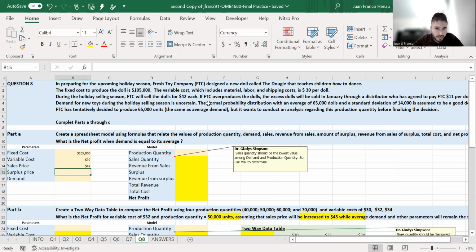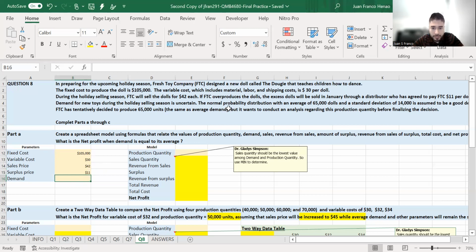And if FTC overproduces the dolls, the excess dolls will be sold in January to a distributor who has agreed to pay $11. These are surplus. If we produce more than what we sell, we will sell our dolls at $11.